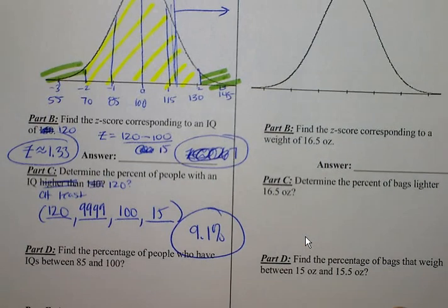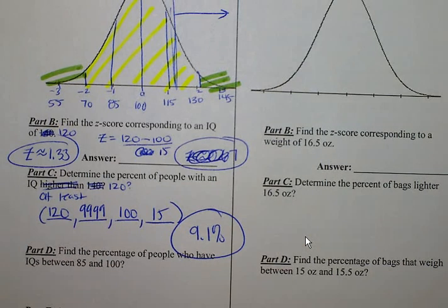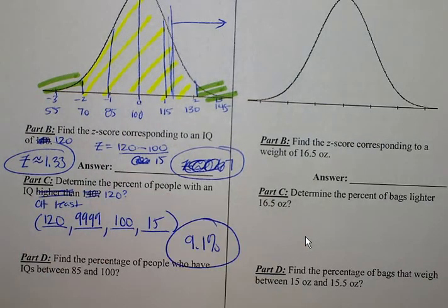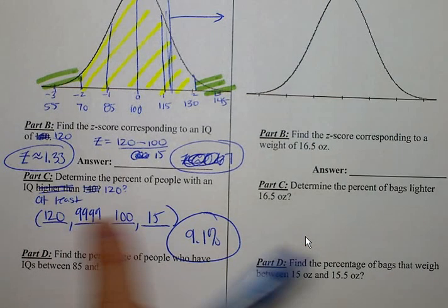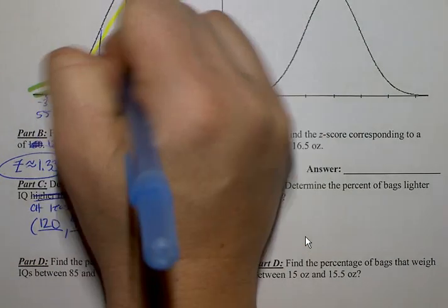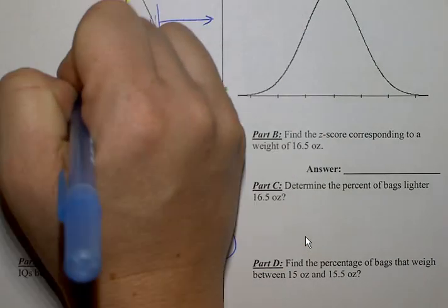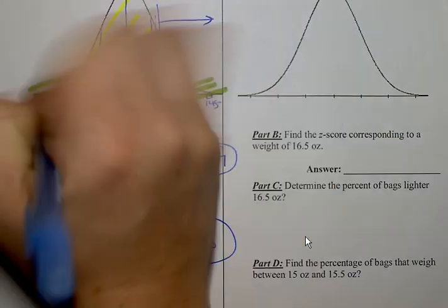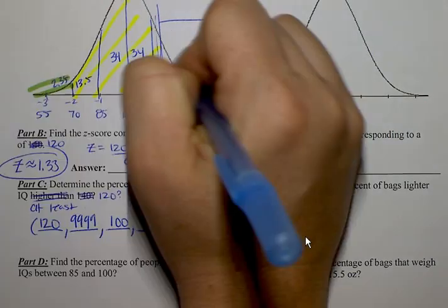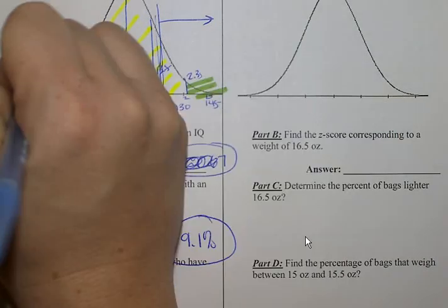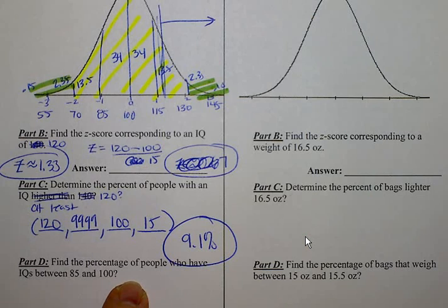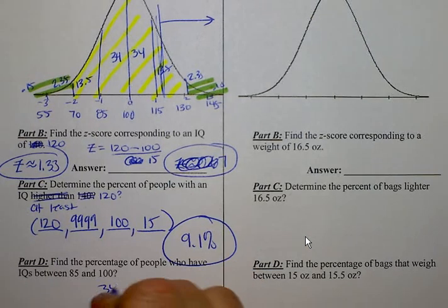Okay, the next one, find the percentage of people who have IQs between 85 and 100. Is 85 to 100 landing on the lines? It is. So I don't have to do a normal CDF. Remember, this is 34 and 34, 13.5 and 13.5. This is 2.35 and 2.35. This is 0.15 and 0.15. So between 85 and 100 would be 34%.